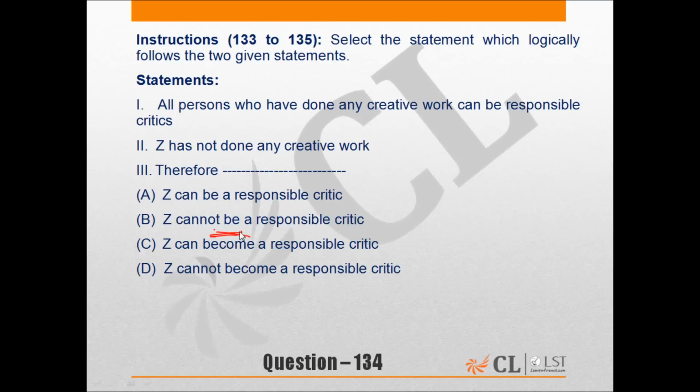Please note, this assumes that instead of all, the statement has said only persons who have done creative work can be responsible critics. If that was the given statement, then if Z has not done any creative work, from this it would follow that Z cannot be a responsible critic. As of now, the given question would be considered incorrect. None of the given options are correct.